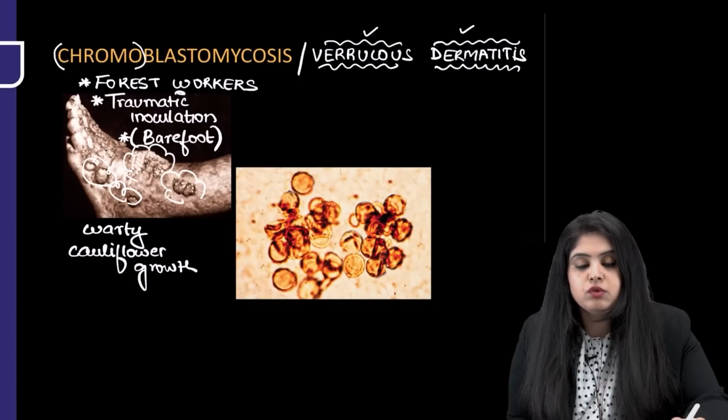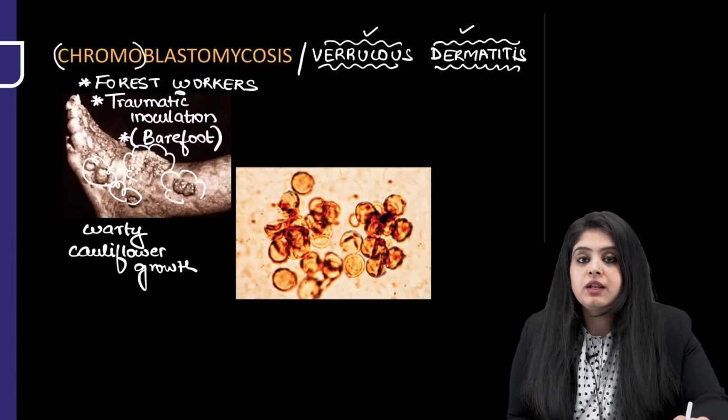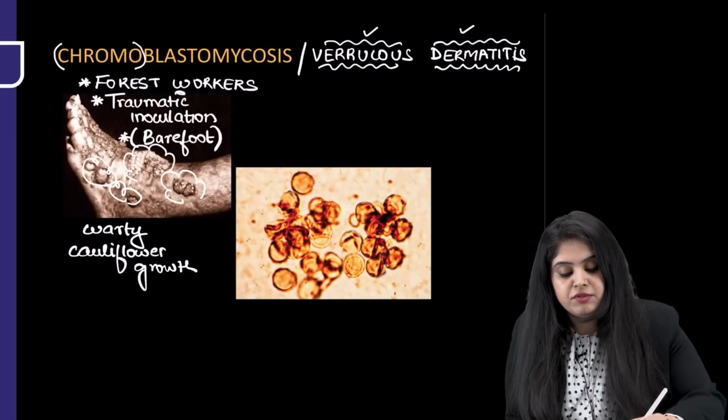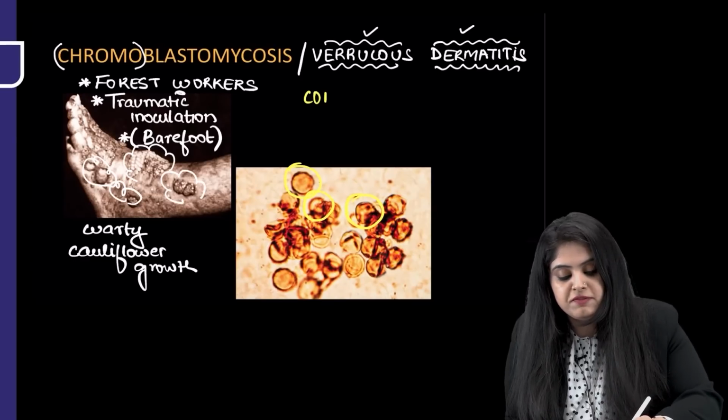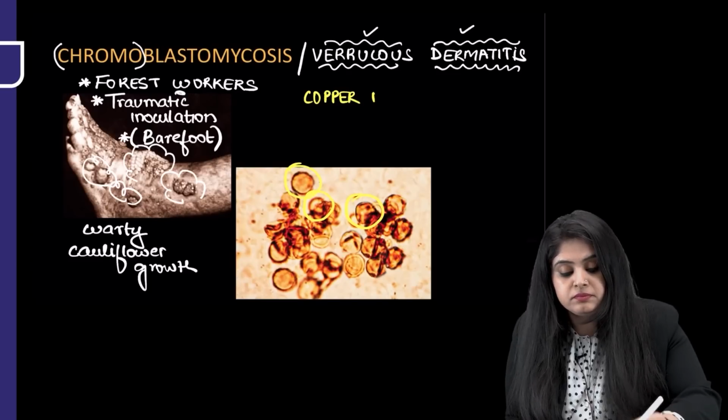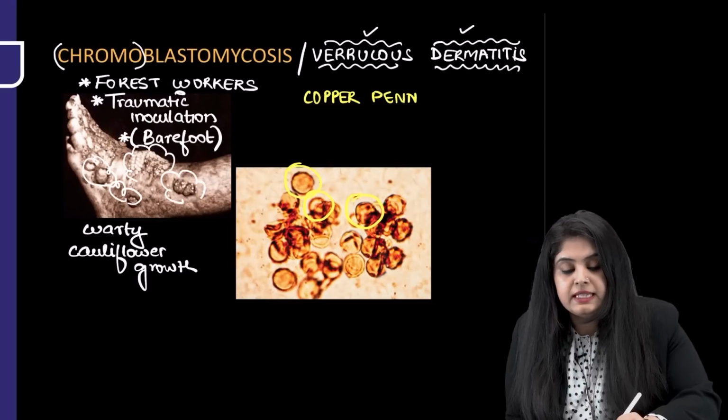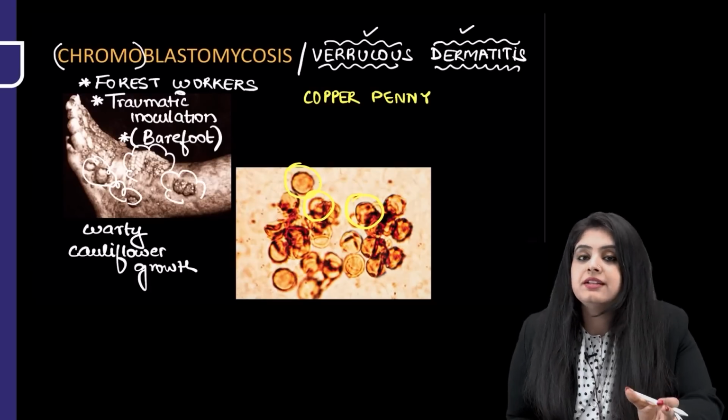Chromoblastomycosis. So yes, what is this chromo? Chromo means something to do with color, right? And I can see the color in front of me. What is the form that you're seeing over here under the microscope? We see the very famous copper penny bodies. The copper word is telling me that yes, there's a brownish color. That is why I called it chromo.